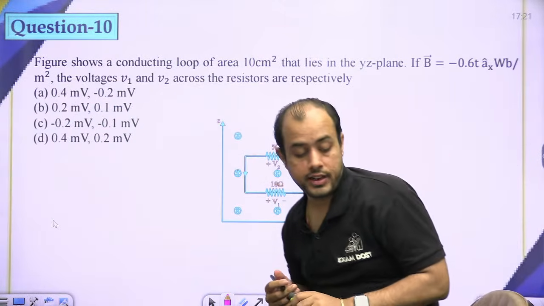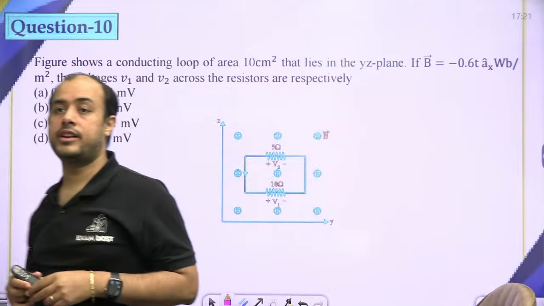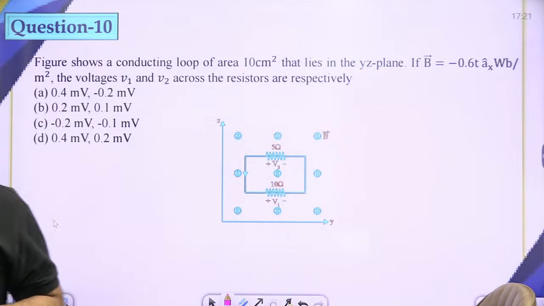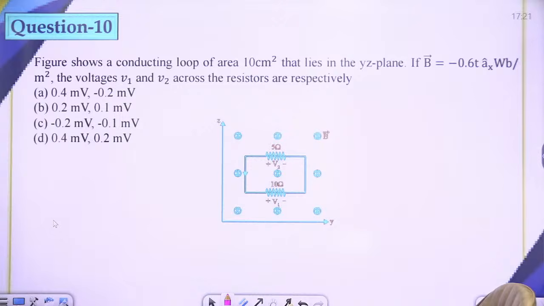Next. Figure shows a conducting loop of area 10 centimeter square lying in the YZ plane. B is given. Find V1, V2 across the resistors.